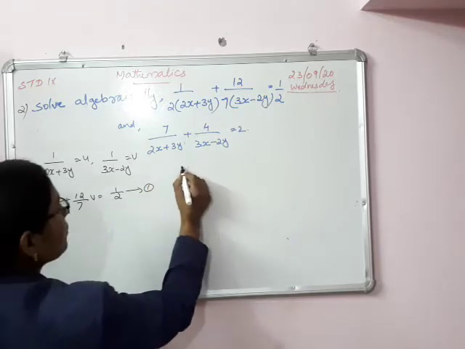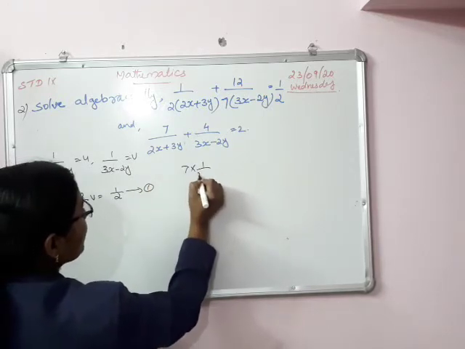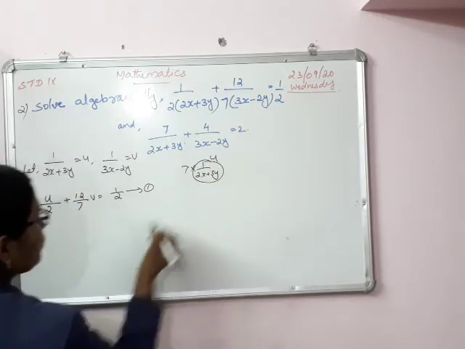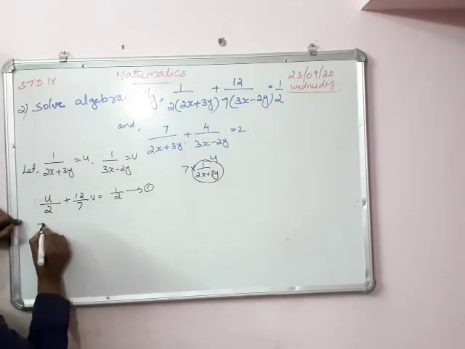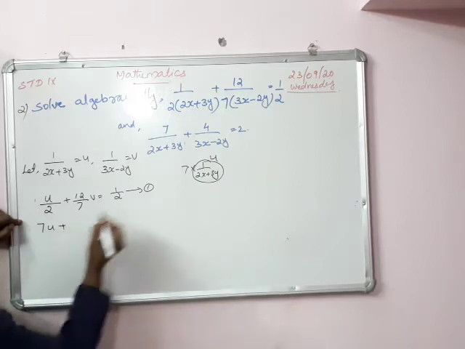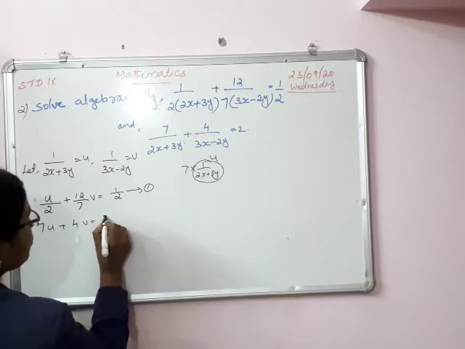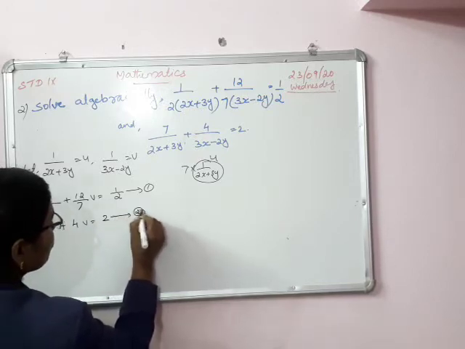Okay, this means 7 into 1 by 2x plus 3y. So it is given substitution for that one: 7u. Similarly, 4 into 1 by 3x minus 2y, so 4v, is equal to 2. That is equation number 2.